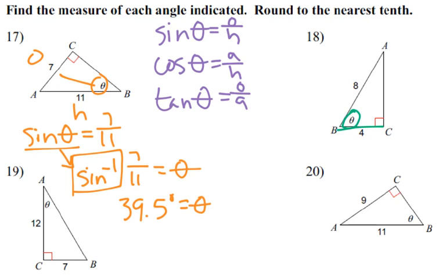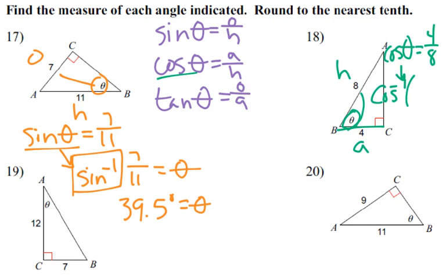Okay, here, it's adjacent, right? Hypotenuse, so that's cosine. So I go the cosine of theta equals 4 over 8. Now I could reduce that to 1/2, but I don't have to. So we need to find the inverse of that fraction, and that's going to be our angle. So I go the inverse cosine of 4 divided by 8, or 1/2, equals 60. So my degree right there, 60 degrees.